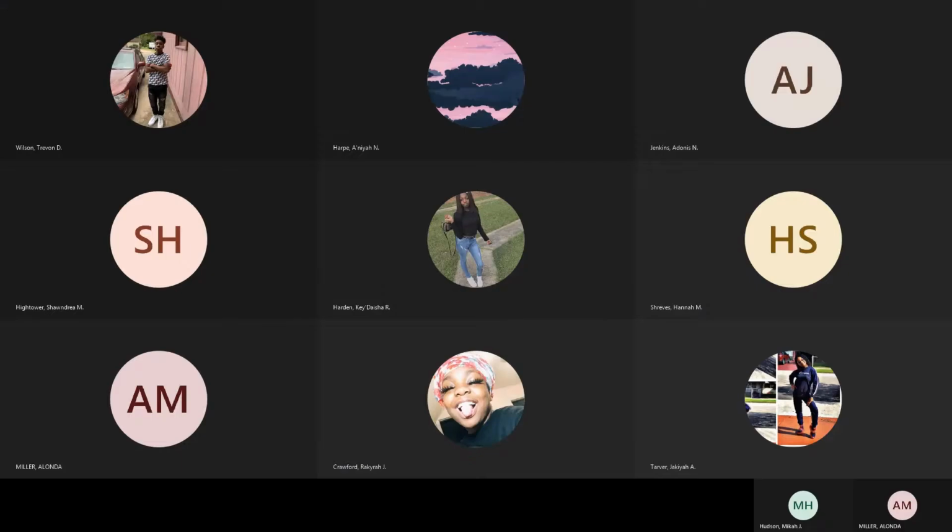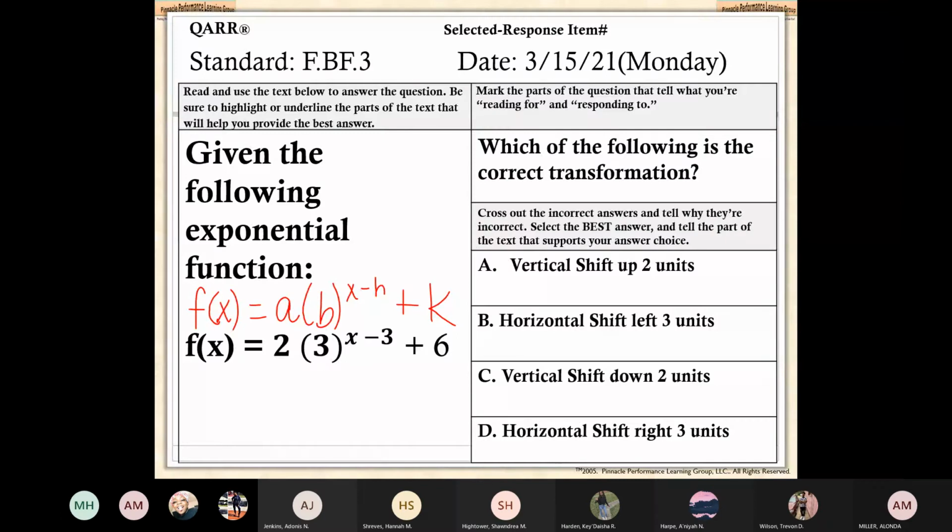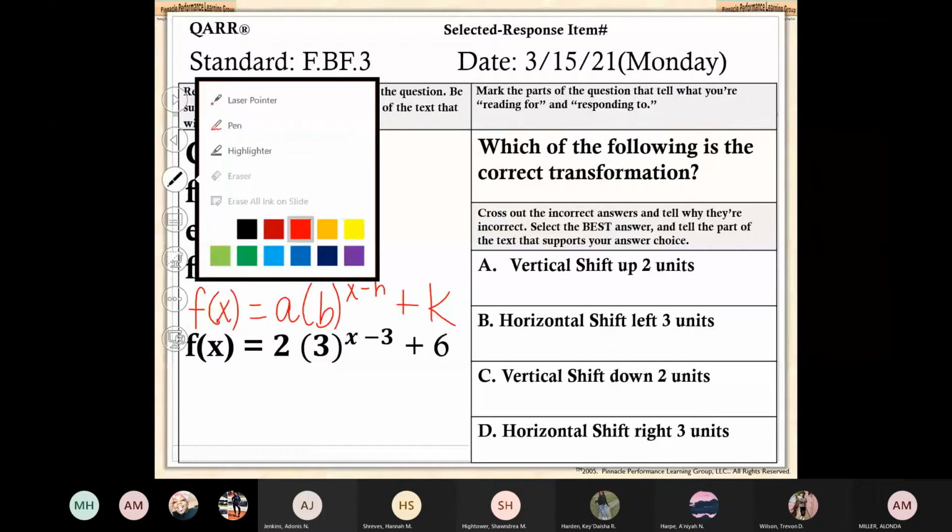Good morning. Your bell ringer is on the board. I'm going to go over it with you very quickly. Hopefully it'll be a review for you because we've already covered this. It says, given the following exponential function, which of the following should be the correct transformation? I wrote the original transformation equation for you.